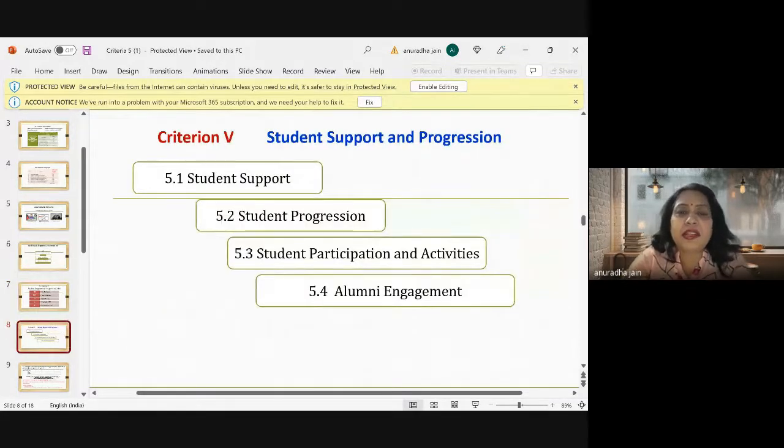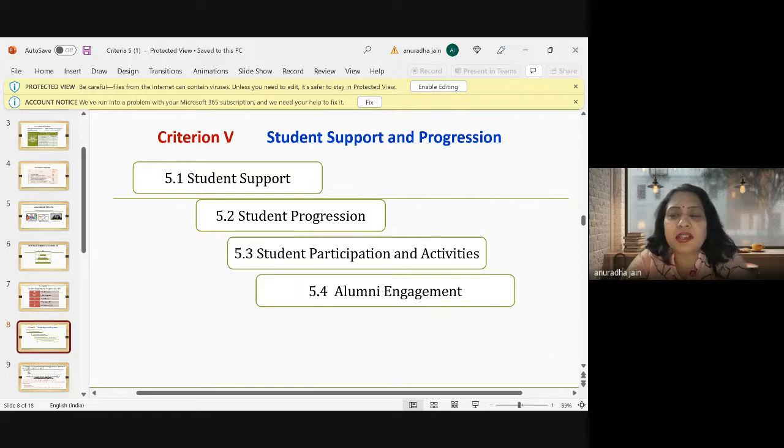Now, under this criterion, as I said, there are 4 key indicators. So 5.1, the first key indicator, talks about student support. What type of support any educational institution provides to the students for their growth, for their progression. Then student progression will be related to the placement or students going for higher education, students clearing competitive exams and all.